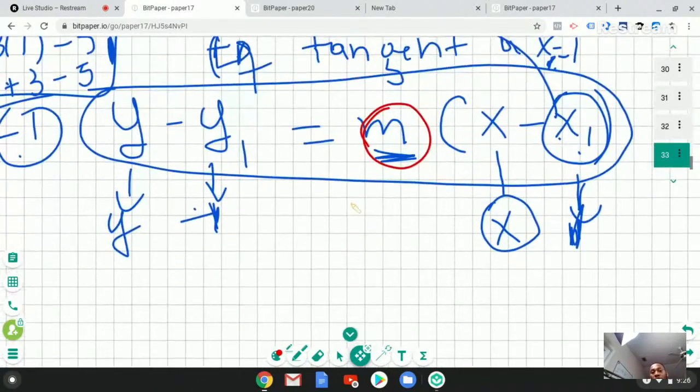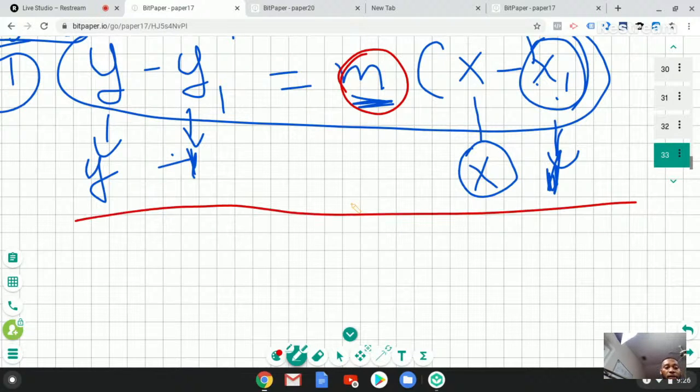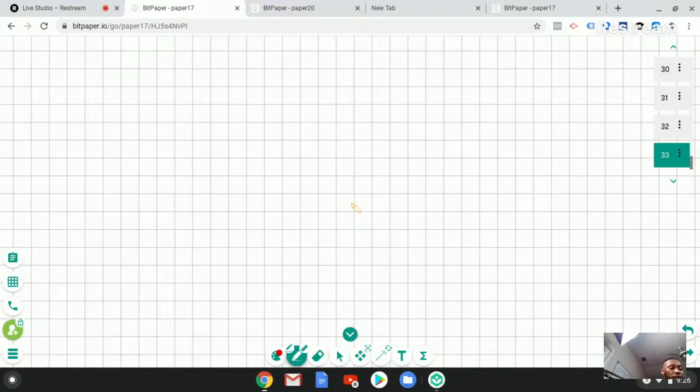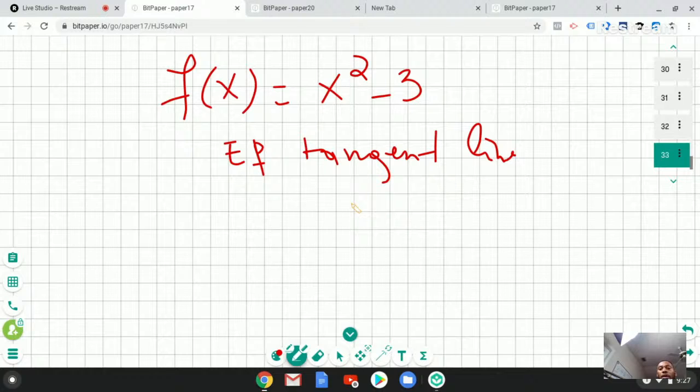So we found y1. We need the slope, so let's find the derivative of the function. Let me go with f of x is equal to x squared minus 3, because it's a simpler example. I think you guys will understand it better. So we want the equation of the tangent line at x1 is equal to 1.